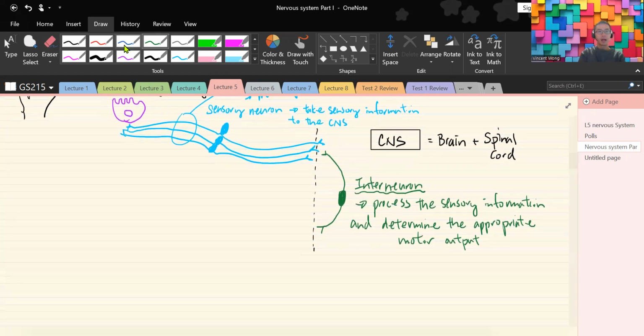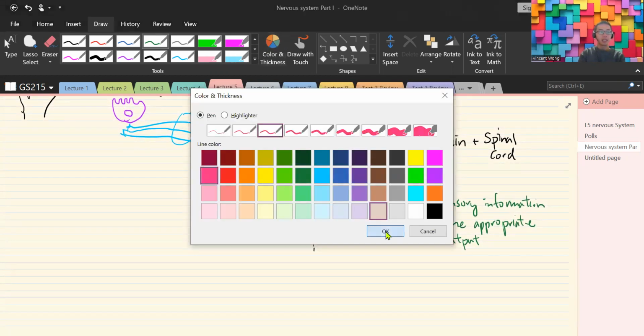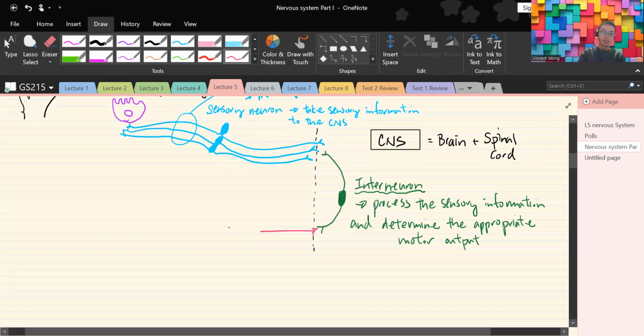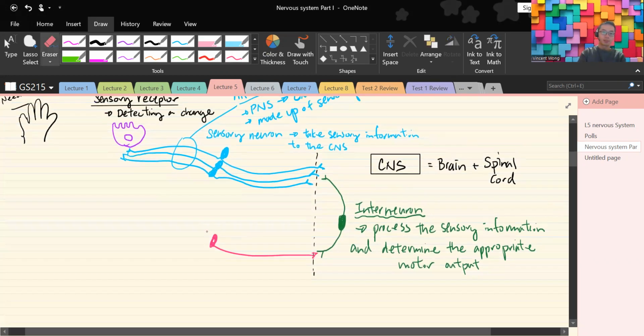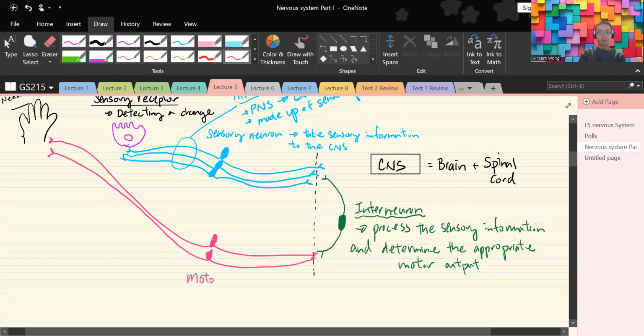Okay, so once you figure out what to do, then you have to send the information back out. And so there's going to be another set of neurons that will carry the information all the way back to the hand. Okay, like that. There we go. And that is what we call the motor neuron. Motor neuron.